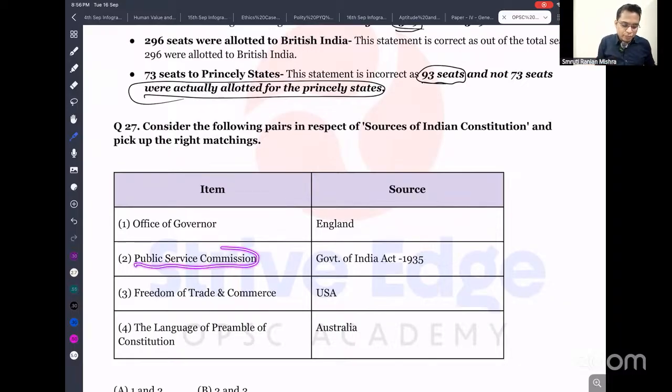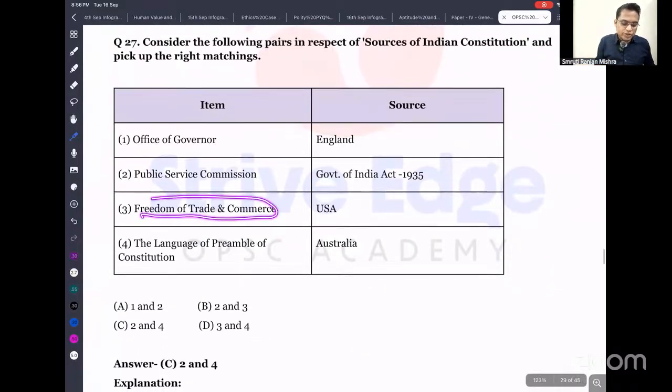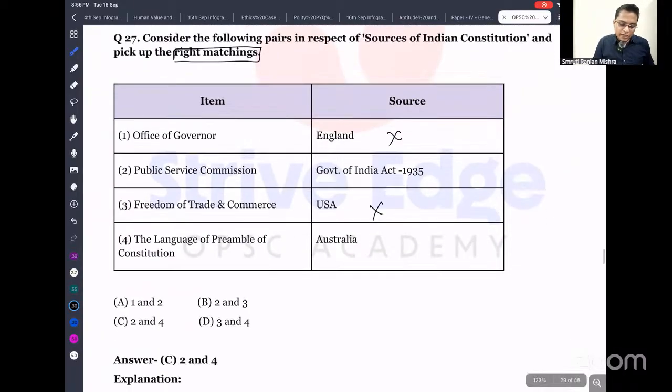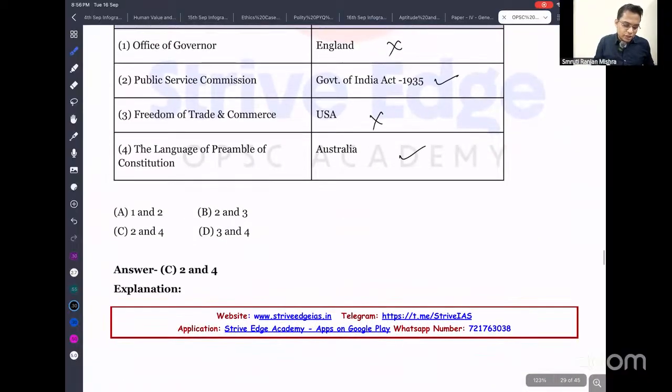Then Public Service Commission, Government of India Act 1935. Yes, we have borrowed it from the Government of India Act 1935, because that Act also provides for the Public Service Commission. Freedom of trade and commerce from USA? No, it is from Australia. We have borrowed the freedom of trade, commerce and intercourse throughout the territory of India from Australia. Next is language of the preamble. Yes, it's from Australia. So this is wrong, this is wrong. Then you have to match the right answer. So that means 2 and 4. So the answer is C, 2 and 4.